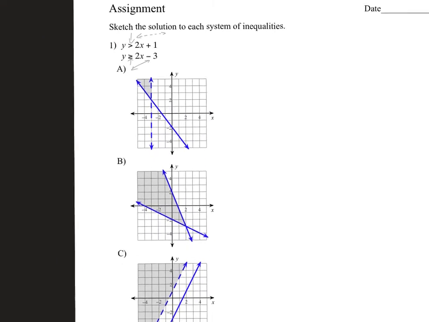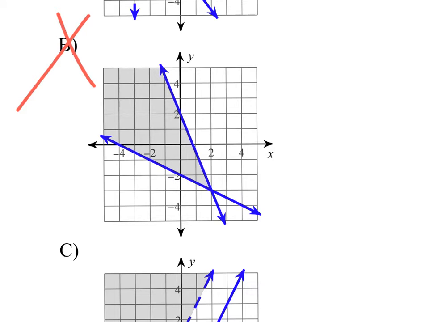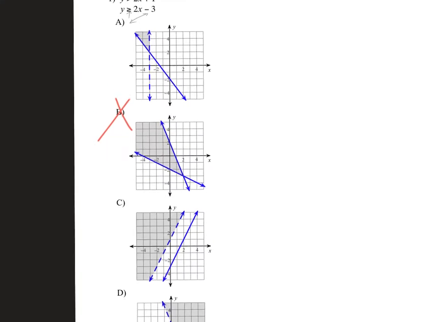Since I'm going to look, I need a graph that has one solid and one dotted line. So I know it can't be B because in B, both of those are solid lines.